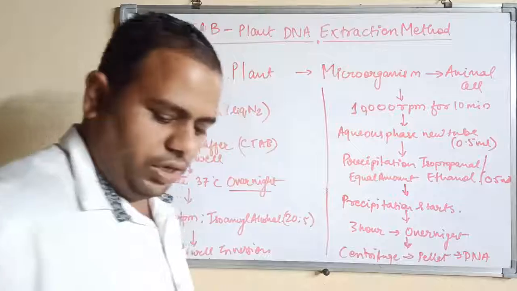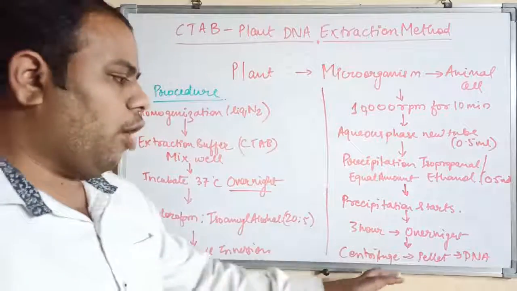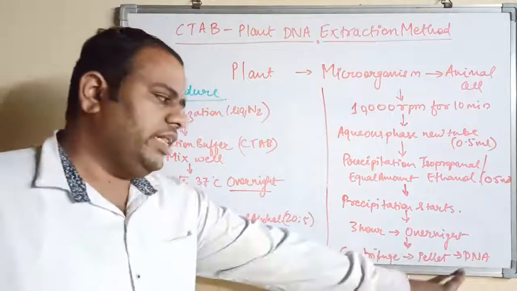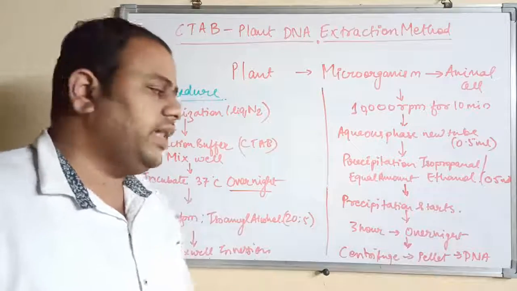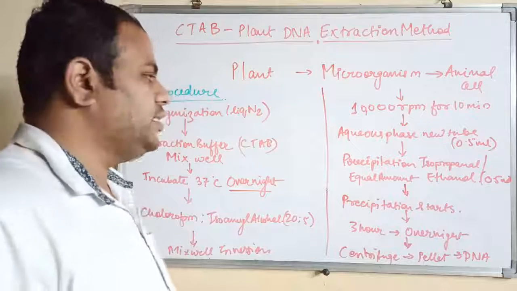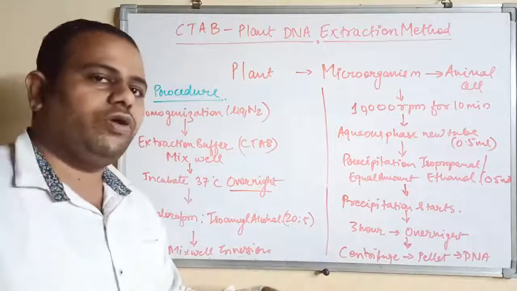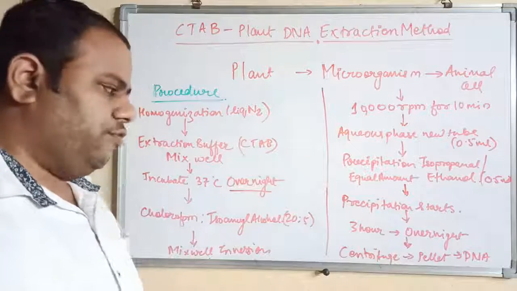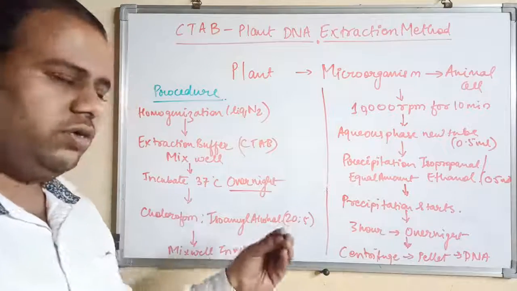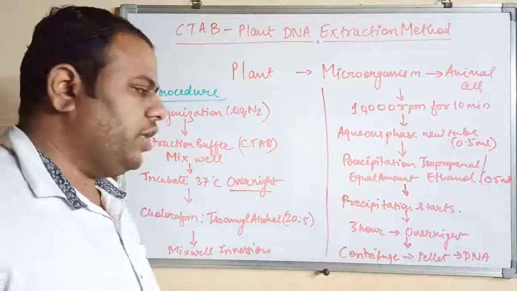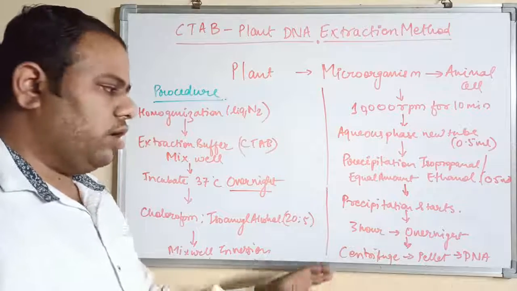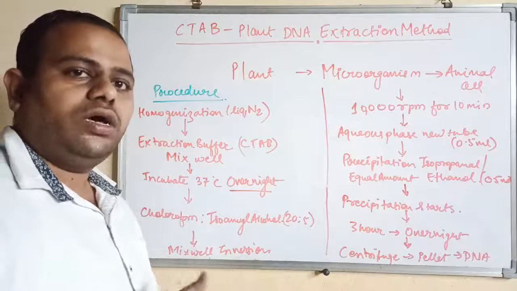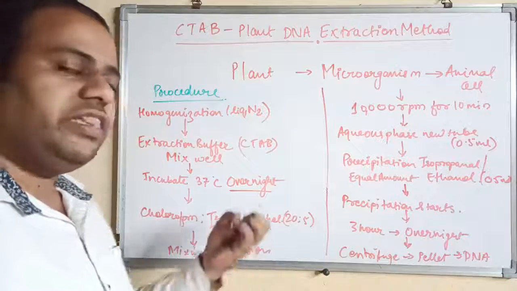Now the protocol ends here, but for a more purified form of DNA, when you get the DNA in the isopropanol precipitation, you subsequently have to give washes of 70% ethanol. The 70% ethanol will remove traces of the reagents present in the DNA sample. You can go for 2 to 3 washes of 70% ethanol. After the last wash, keep the tubes open and allow the remaining ethanol to evaporate, leaving the DNA inside the tube.